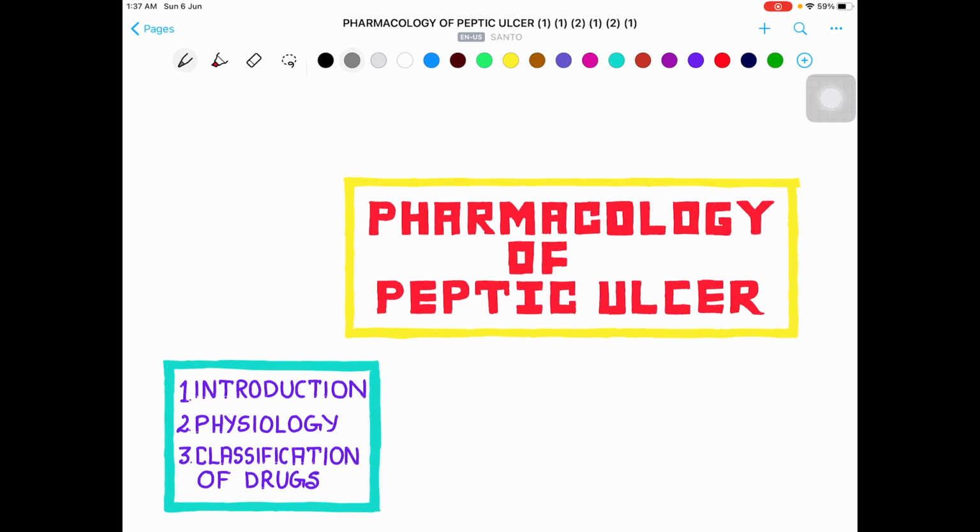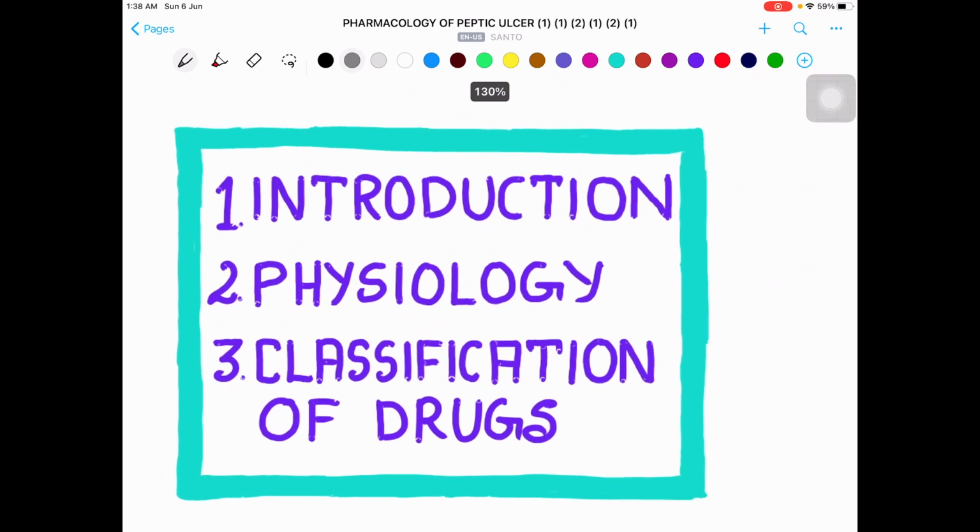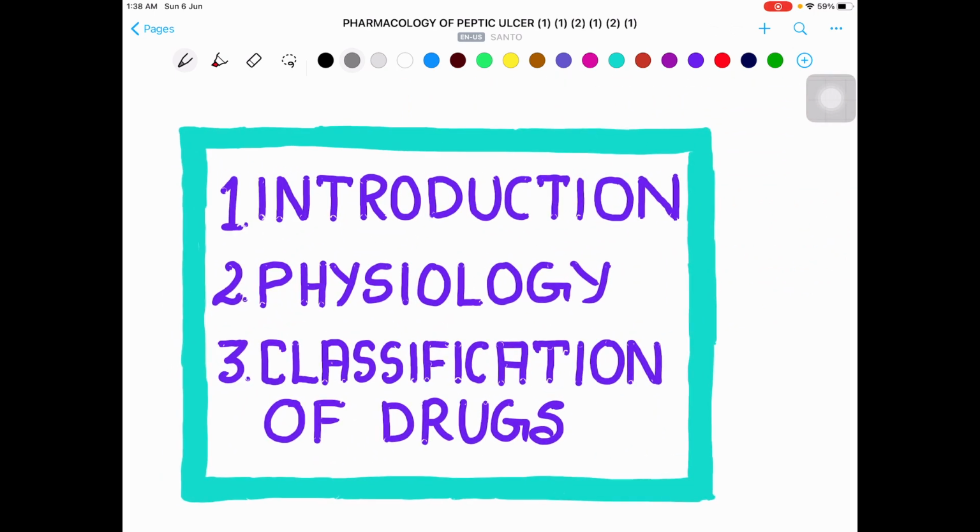Today we will continue our discussion with the peptic ulcer treatment. We will go through the introduction, then the normal physiology, and finally the classification of drugs.